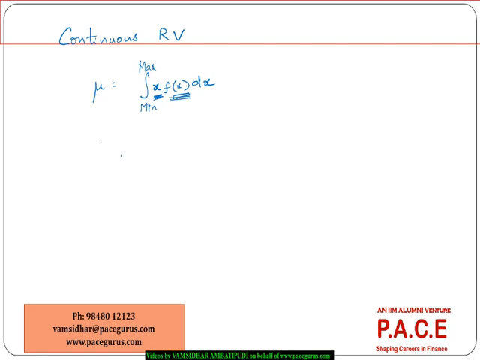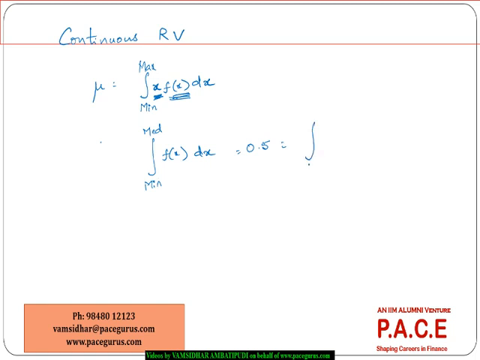When I'm talking about the median, it's as good as saying, if I'm doing the integration between the minimum value and the median, integrating f of x dx between the minimum and the median, this should be 0.5.